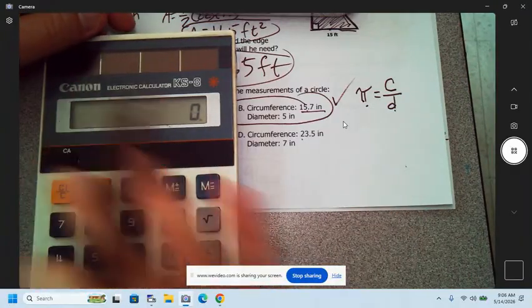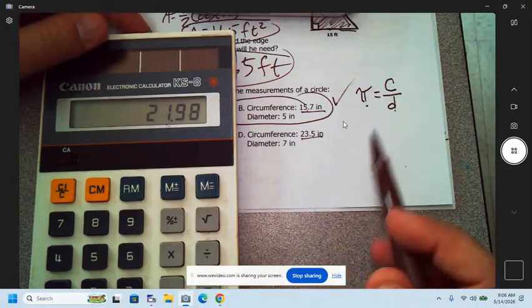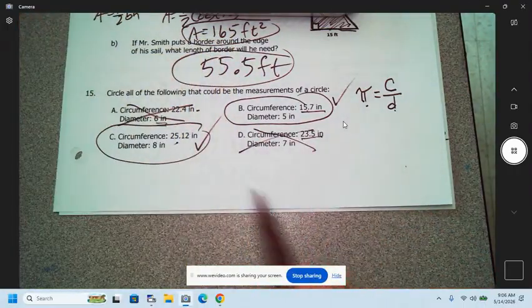Nope. And then if I do 3.14 times 7, I should get 23.5, but I don't. So this one is not a circle. So the answers were B and C.